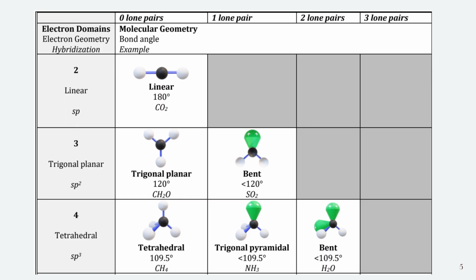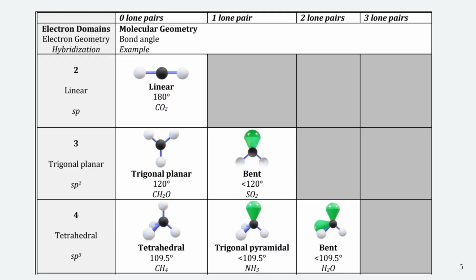So if you have 2 domains, the electron geometry is linear and its hybridization is sp. We'll talk about that in a bit. So there's going to be 0 lone pairs. You have a molecular geometry of linear. Bond angle is 180.